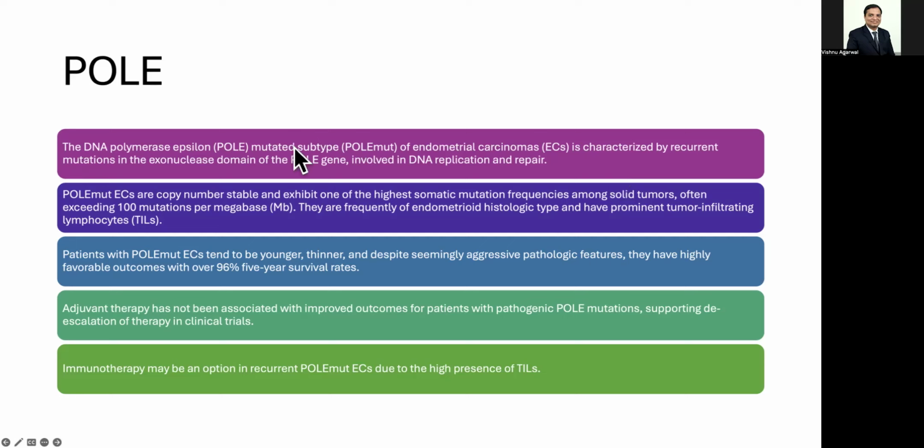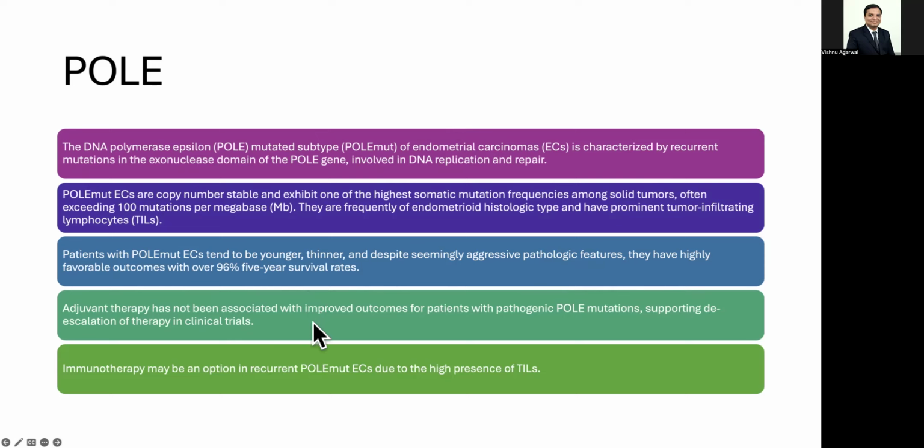So coming to POLE mutation, it is a type of mutation characterized by recurrent mutations in the exonuclease domain of the POLE gene, which is involved in DNA replication and repair. Patients with these mutations tend to be younger and thinner, and despite seemingly aggressive pathological features, they have highly favorable outcomes, with over 96% 5-year survival rates.